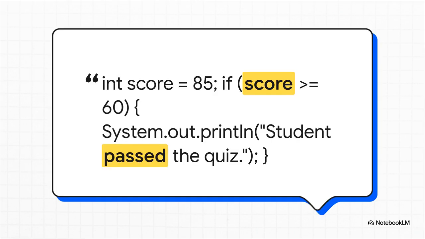Let's look at the simplest one, the if statement. The logic here is just beautifully direct. We've got a variable, score, and we set it to 85. The program then asks one simple question. Is that score greater than or equal to 60? Yep, it is. So it prints out, "student passed the quiz." Just like that, we've taught it how to make a judgment.